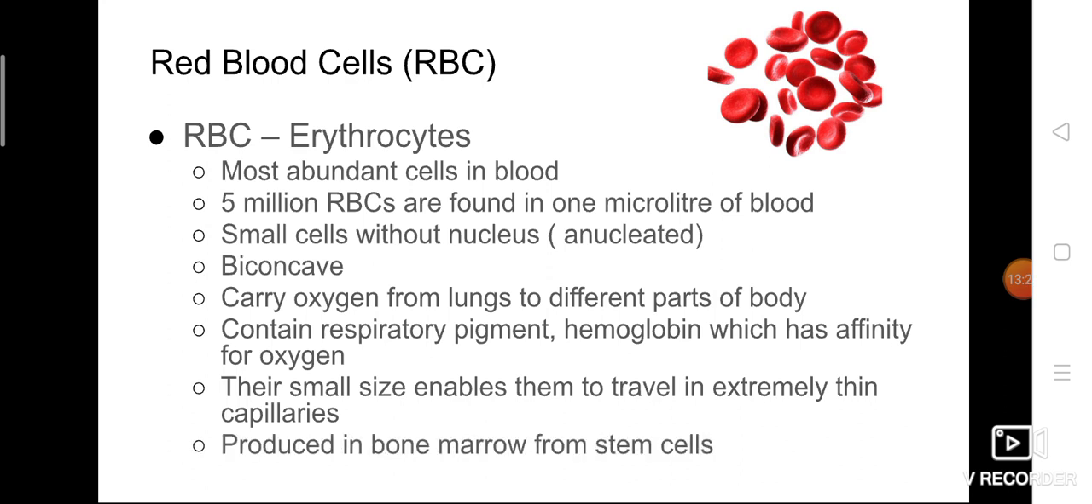And where are they produced from? They are produced in the bone marrow. RBCs are produced in the bone marrow from stem cells. So what is a stem cell? You might not know about this, I hope so. They are called embryonic cells that have not yet become specialized tissue cells.